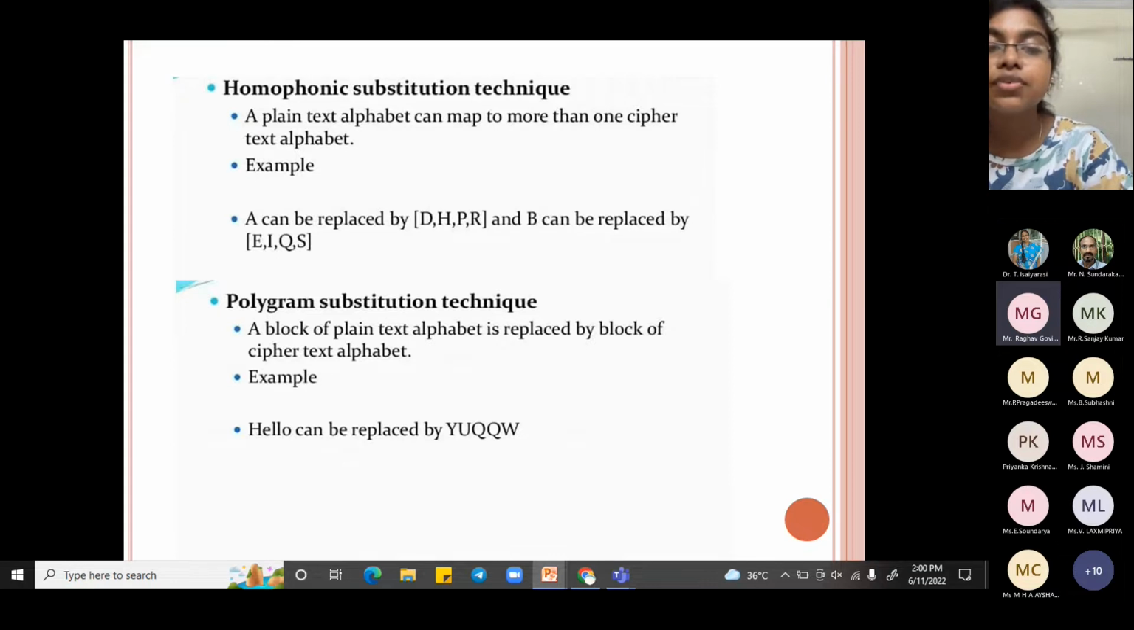Then the next technique is the polygram substitution technique. A block of plain text alphabet is replaced by a block of ciphertext alphabet. That is called the polygram substitution technique. For example, the word hello is replaced by some unintelligible text, which is called ciphertext. This is a type of polygram technique.